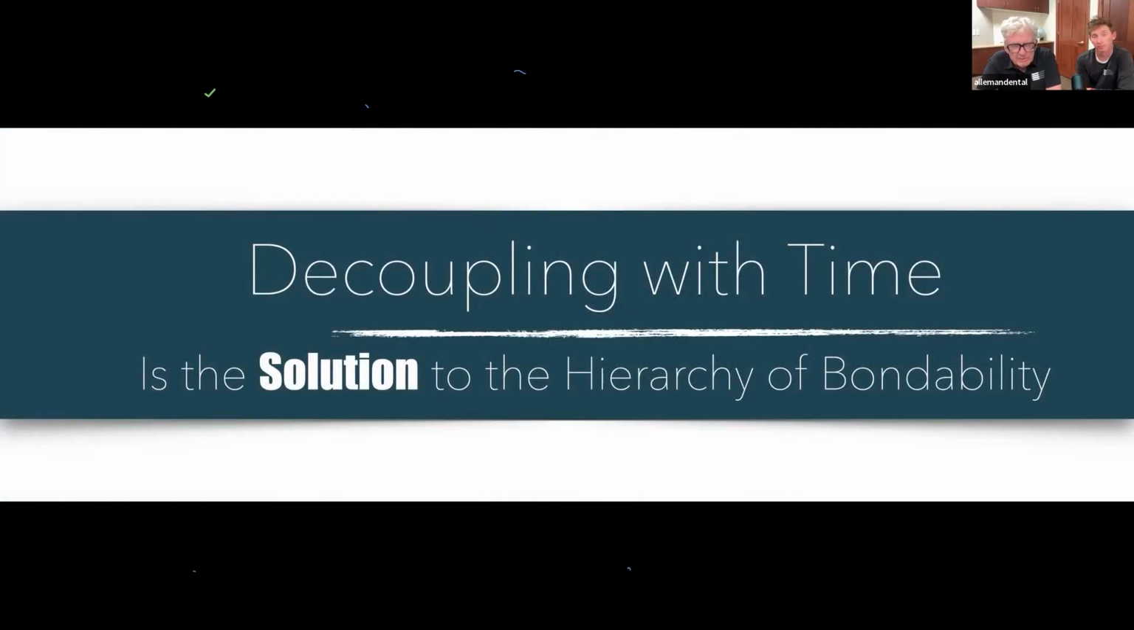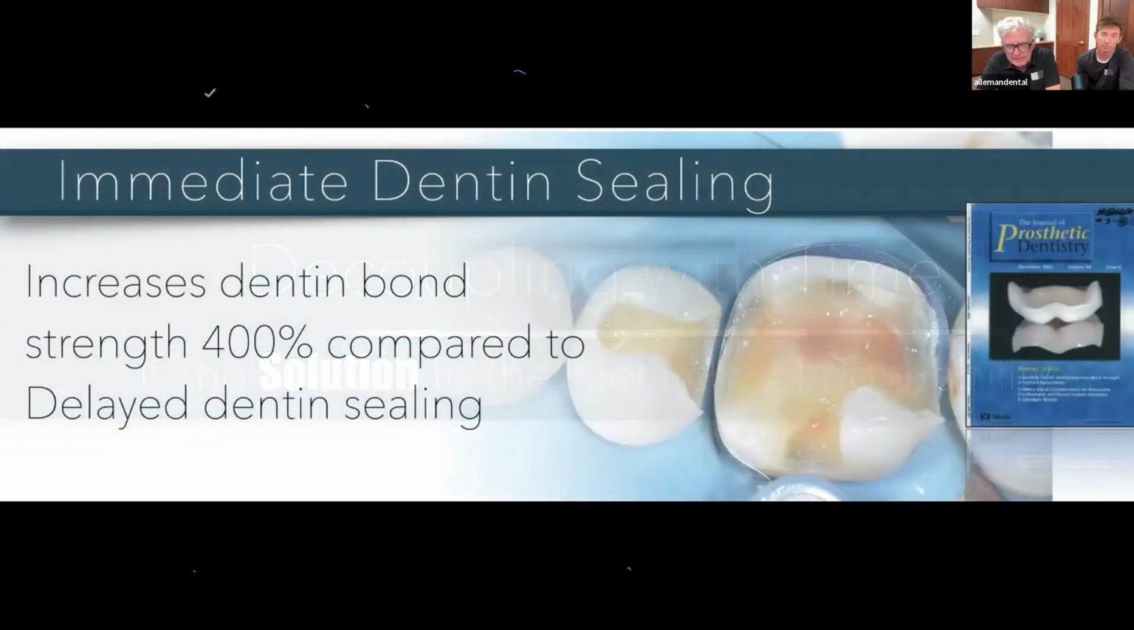So decoupling with time is the solution to this problem of the hierarchy of bondability and the flow of the composite moving in the wrong direction. Decoupling with time guarantees that the initial critical layer of that 1.5 millimeters of composite moves in the direction that does not disrupt the hybrid layer. Now, when we talk about a very basic tenet of biomimetic dentistry, it is this idea of sealing the dentin before you take an impression for an indirect restoration.